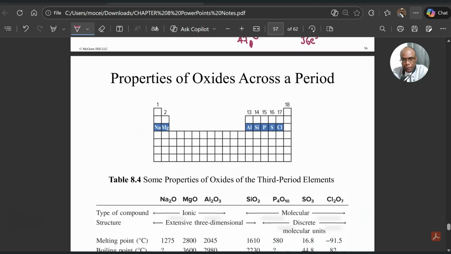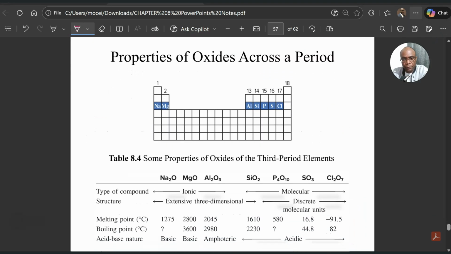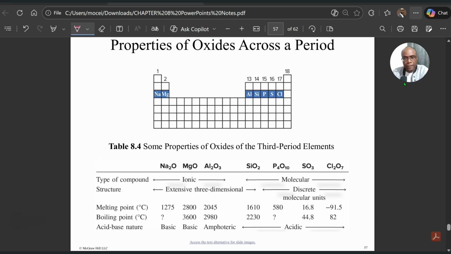So let's look at properties of oxides across a period. We just determined that sodium will form an oxide called Na2O, and we've determined that aluminum will form an oxide called Al2O3, aluminum oxide and sodium oxide. But you can have all other oxides depending on the valency of the metals and how they will exchange the charges to give you these chemical formulae.